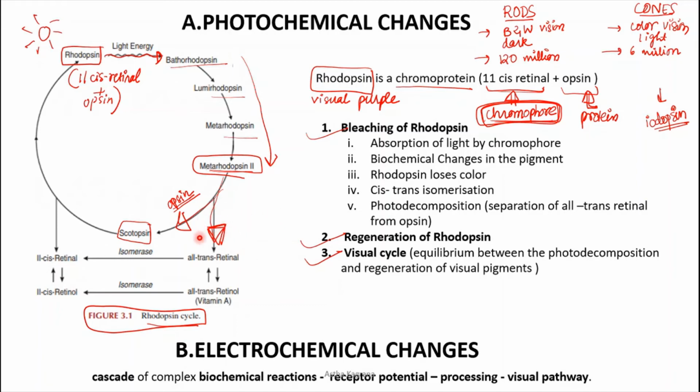And finally, the all trans retinal will be separated from the opsin. And this is known as photodecomposition. I hope it's clear with all of you. So this was bleaching of rhodopsin.